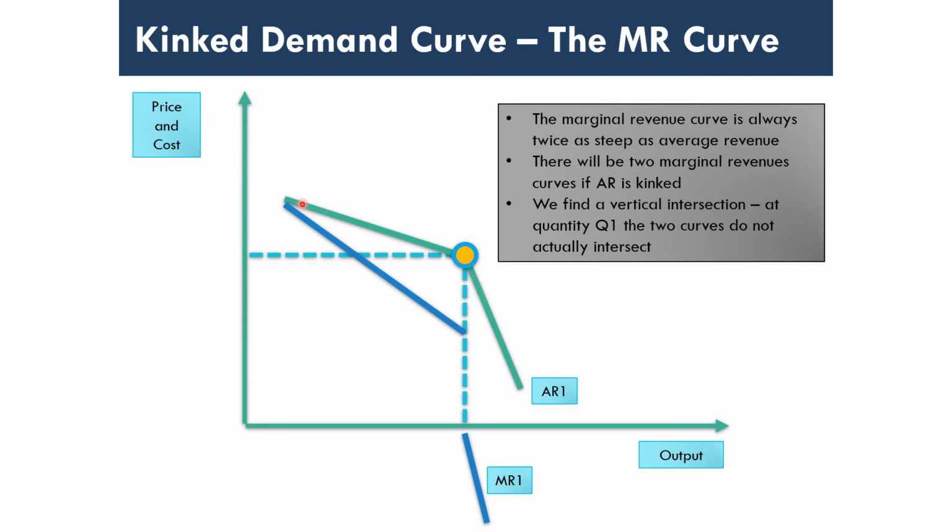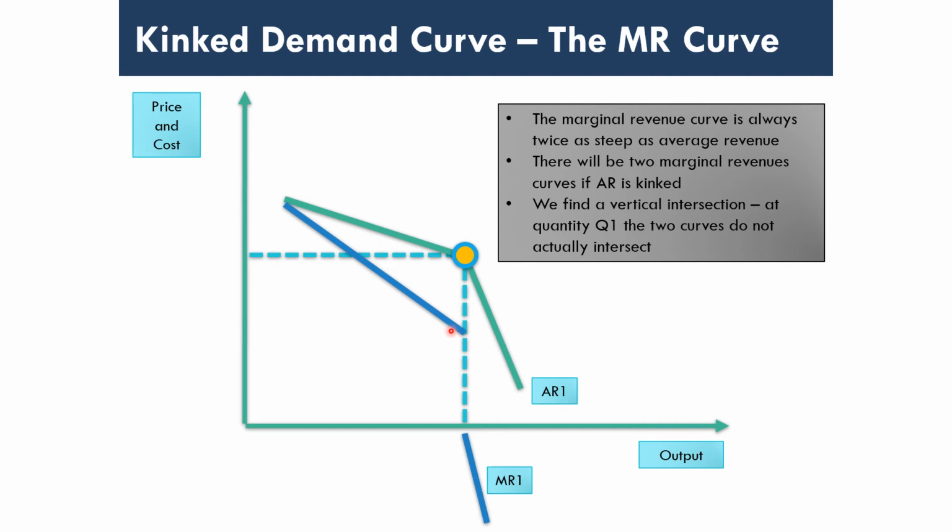Well, remember, the marginal revenue curve is half the gradient of the average revenue curve. So for this part of the curve, half the gradient would be this blue line. But for this part of the curve, AR1, half the gradient would be this blue line down here. And so we can see that actually the marginal revenue, there's a big jump at the point where we move from elastic to inelastic and we cut our prices.